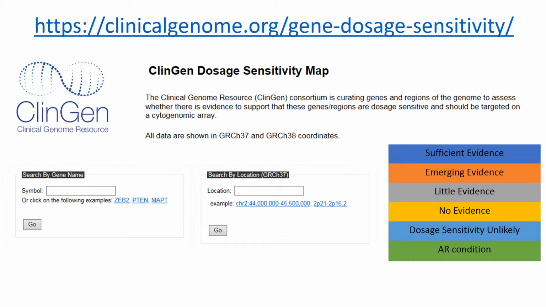And the ClinGen dosage sensitivity map can be particularly helpful in understanding disease mechanisms, such as haploinsufficiency and triplosensitivity, and to learn if any specific genes within a large copy number variant might be of particular clinical relevance. This resource is another useful starting point to direct you to key literature regarding a gene or genomic region. Specific webinars which further describe these curation efforts are also available on the ClinGen YouTube channel.